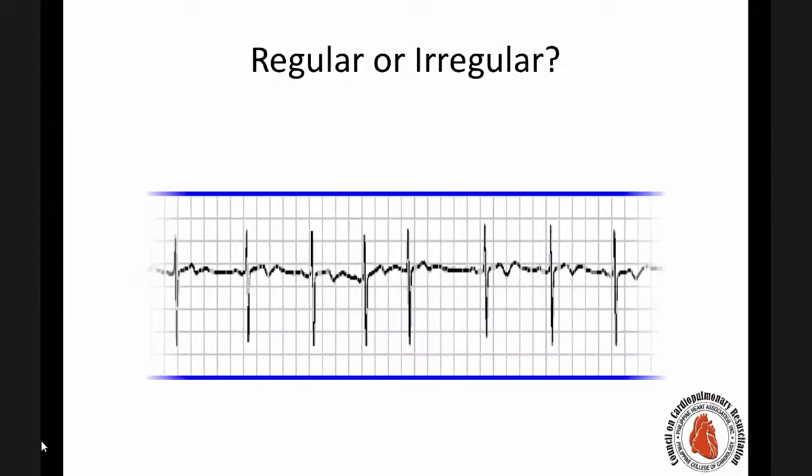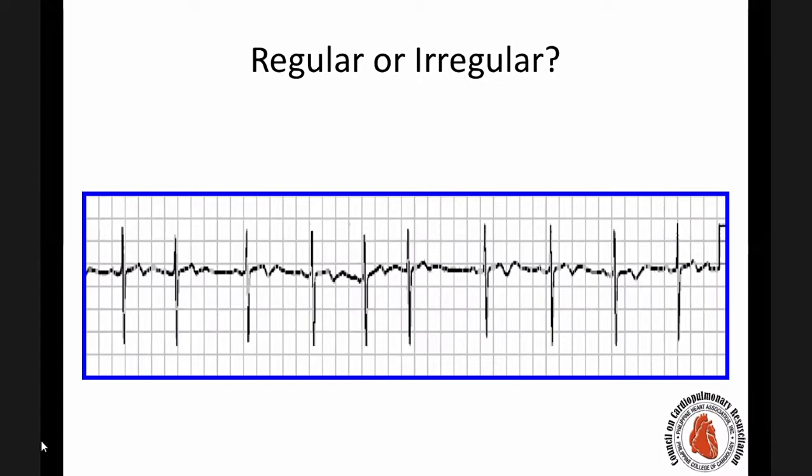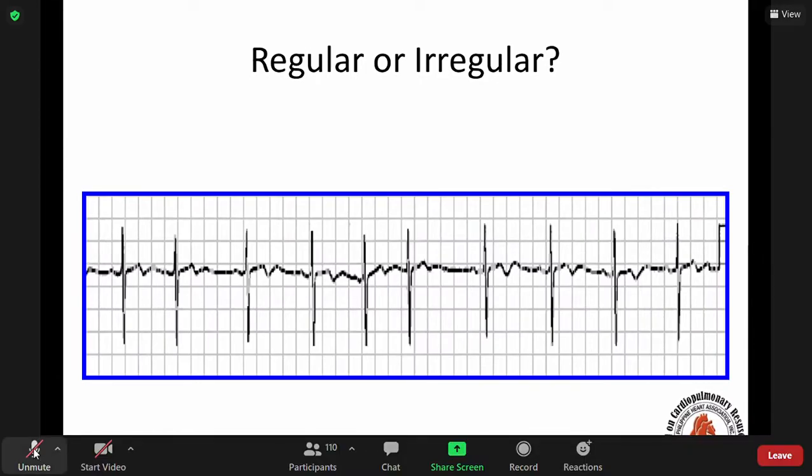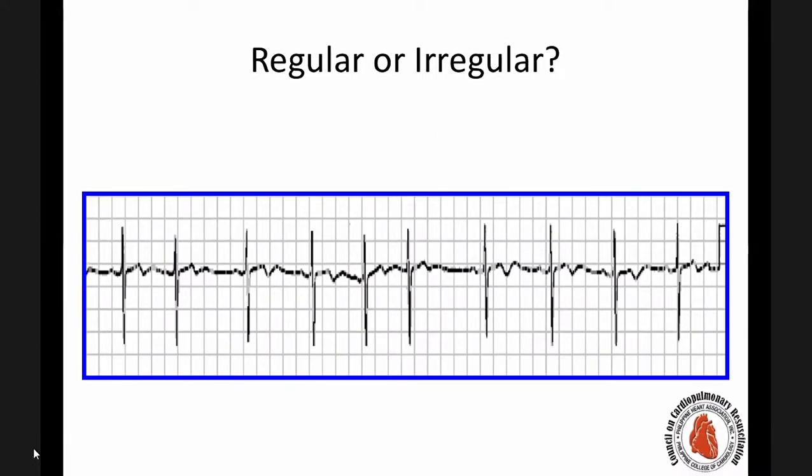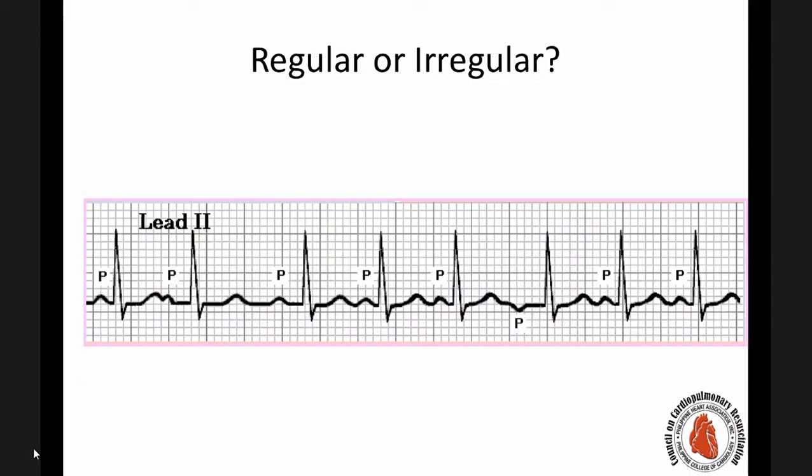How about this one? Is it regular or irregular? It should be irregular. Ibig sabihin hindi magpare-parehas. And in this particular example, parang nag-iiba-iba yung morphology ng P wave. So something must be wrong with the SA node conduction. Okay, how about this one? Is it regular or irregular? Irregular.